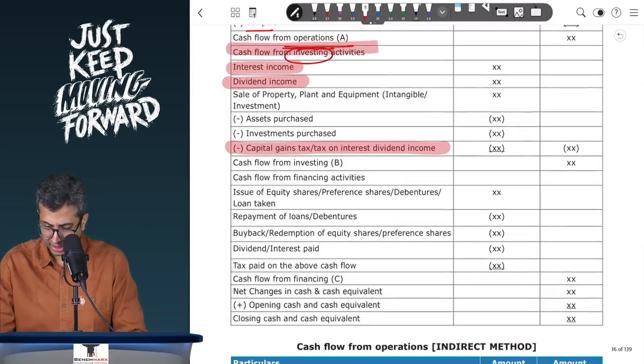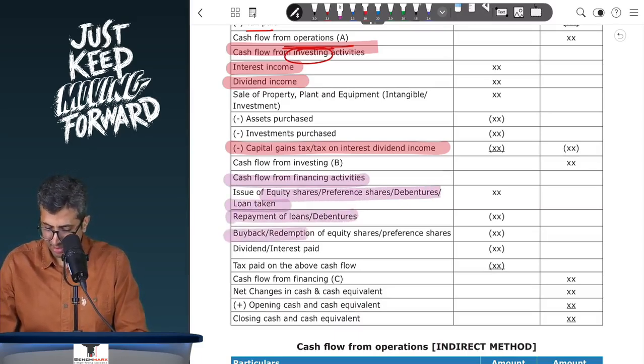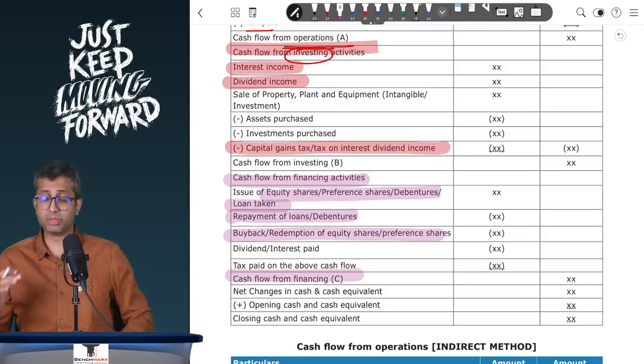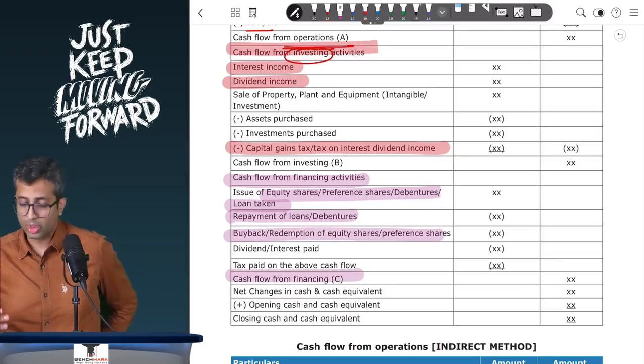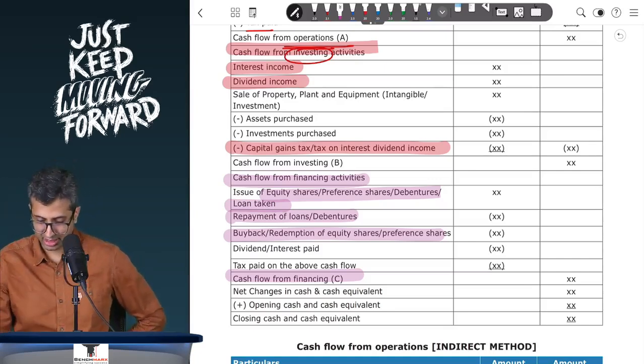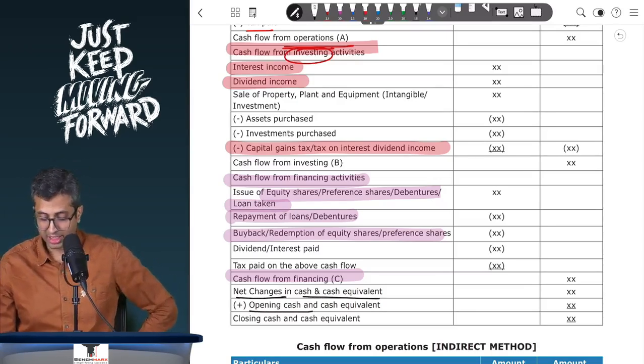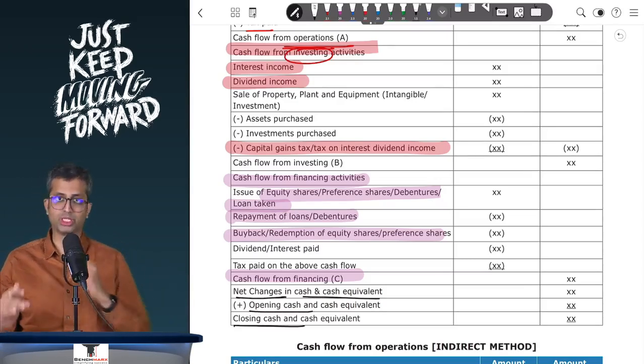Then you have cash flow from financing activities. Within this, you will have shares, equity preference or debentures issued, repayment of loans or debentures, buyback or redemption of equity shares, or dividend or interest paid, and tax if any. Now this will give you cash flow from financing. So A plus B plus C. Over here, if it is a cash inflow, you keep it as positive. If it is a cash outflow, you put it in brackets, and that will give you the net changes in cash and cash equivalents. To that, you will add the opening cash and cash equivalents, and that will give you the closing cash and cash equivalents.